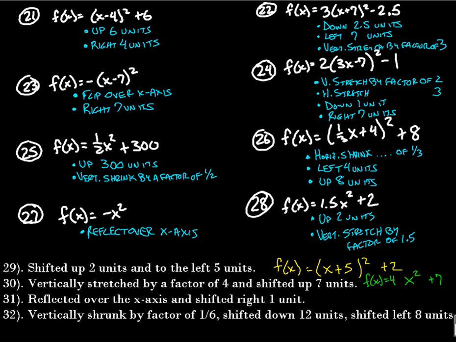Alright, let's go to the next one here. Reflected over the x-axis, shifted to the right 1 unit. So reflection gives me the negative, to the right 1 unit, so that should be x minus 1 squared. Not going up or down, so I don't need anything on its own. And the last one, going to have the most going on here. Vertically shrunk by a factor of 1/6. So we'll start with that. The 1/6 in front. Shifted down 12 units, so that's a minus 12. Shifted left 8 units, so that should be x plus 8 to make it go to the left.